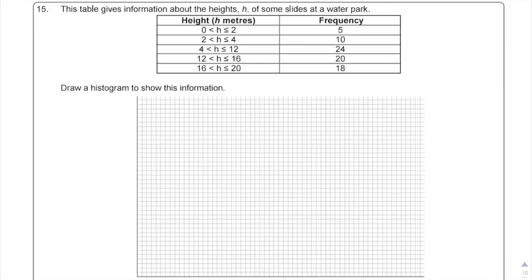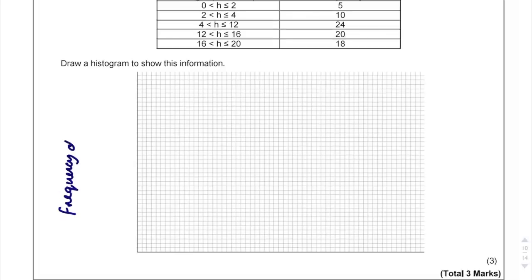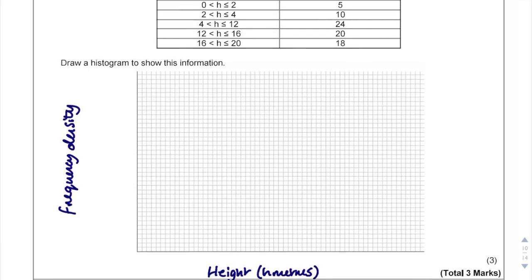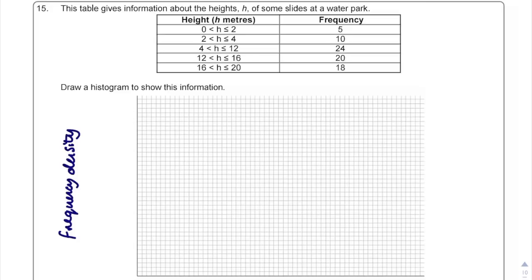Question 15 says, this table gives information about the height h of some slides at a water park. We've got to draw a histogram to show this information. Okay, so when you're drawing a histogram, on our y-axis, we have our frequency density, and on our x-axis, we've got our height, which is represented by h meters. So in this table, we're given the height and the frequency, but we need to work out what the frequency density is.